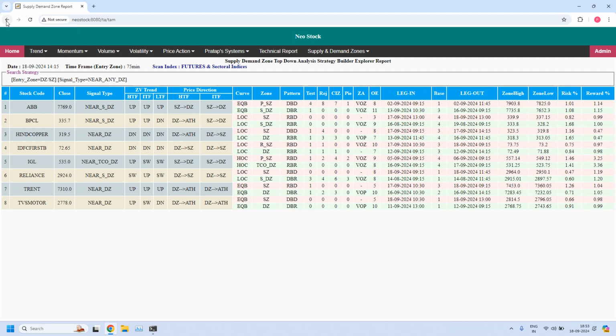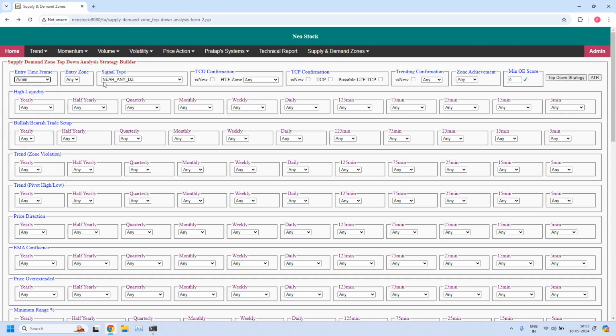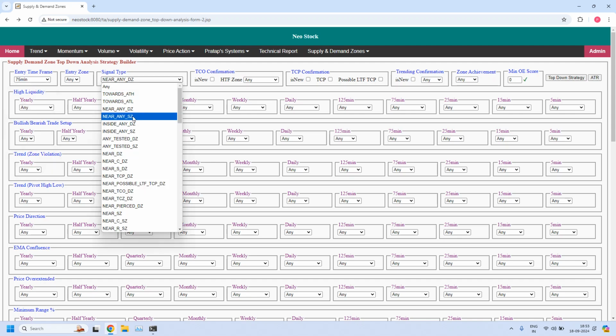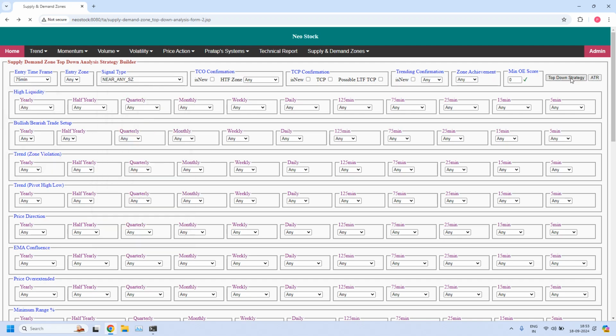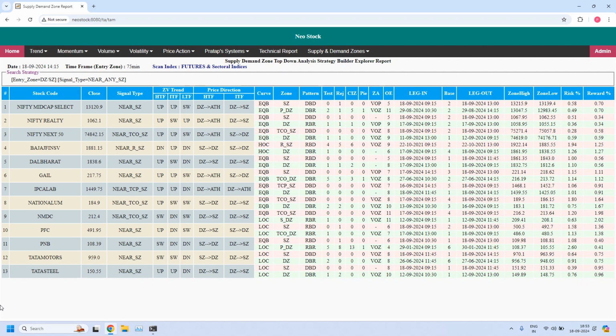So next, for 75 minutes time frame, let us find the stocks near 75 minutes supply zone. 13 stocks are filtered. Let us identify high liquidity supply zones.